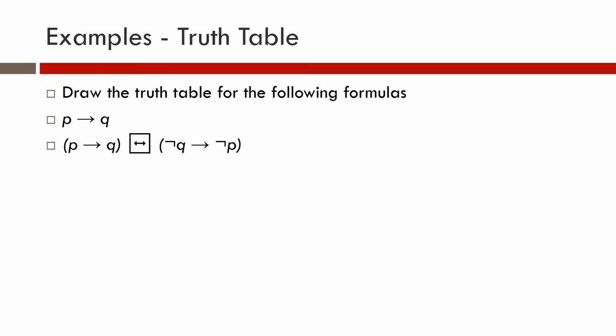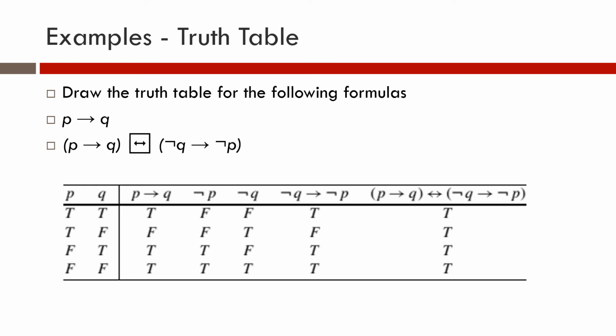So we will see an example. Let us see the truth table for the formula P implies Q equivalent to negation Q implies negation P. This is the truth table. The number of atoms here is 2, so the number of rows will be 4, and each row will be one interpretation of the formula. The first interpretation assigns the truth value true to P and Q. The next is true for P, false for Q. The next is false for P, true for Q. And the last one assigns false to both P and Q.